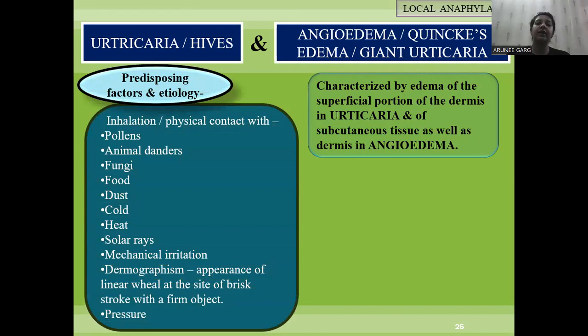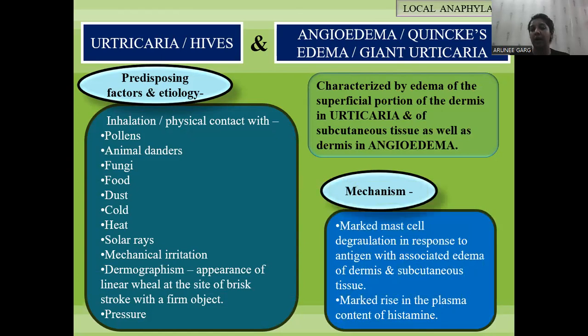The predisposing factors are inhalation or physical contact with pollens, animal dander, fungi, food, dust, cold, heat, solar rays, mechanical irritation, and dermographism, that is the appearance of a linear wheal at the site of stroke with a firm object, and pressure. The mechanism is marked mast cell degranulation in response to antigen with associated edema of the dermis and the subcutaneous tissue as well. A marked rise in plasma content of histamine can be seen.